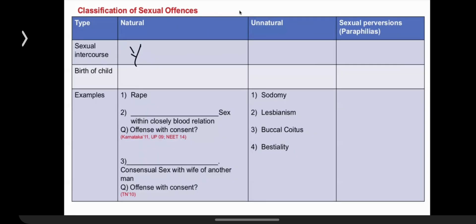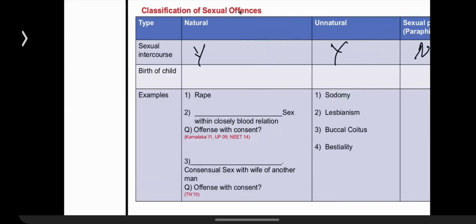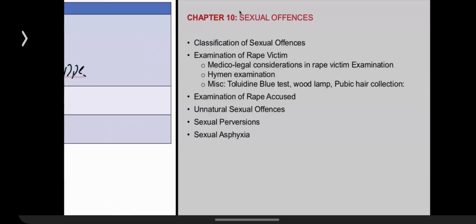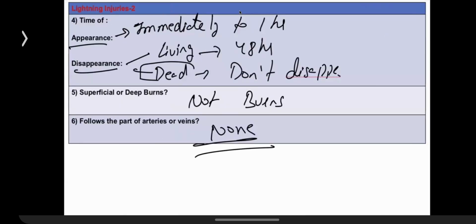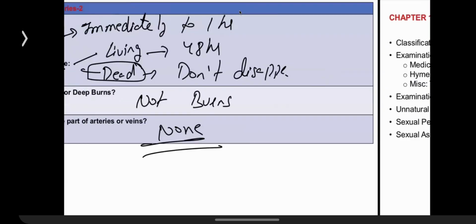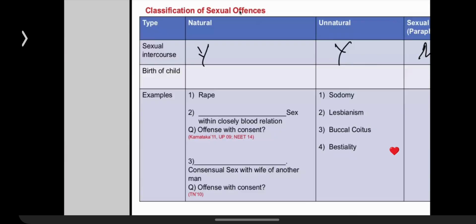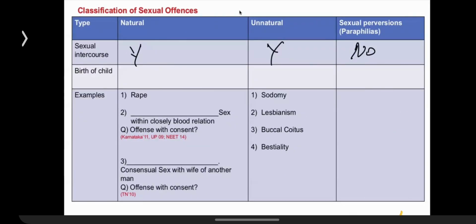Natural, there is sexual intercourse. Unnatural, there is sexual intercourse. In sexual perversion, there is no sexual intercourse. Why not? Because if death has occurred, the body will not do any cleaning. Why will the body do any mechanism to clean it? Once death has occurred, the body will remain in the same position. No changes will occur. Any changes occur before death. These are inflammatory things.